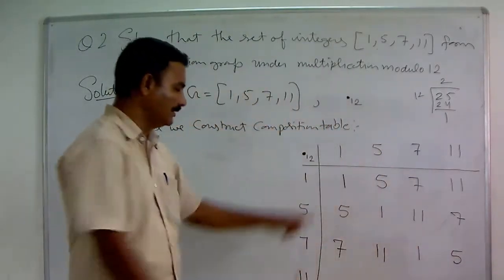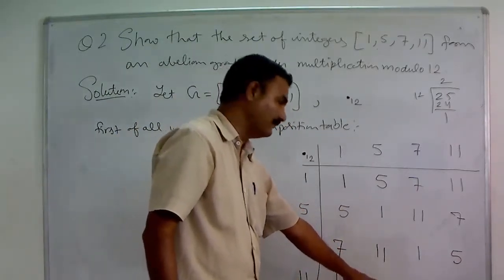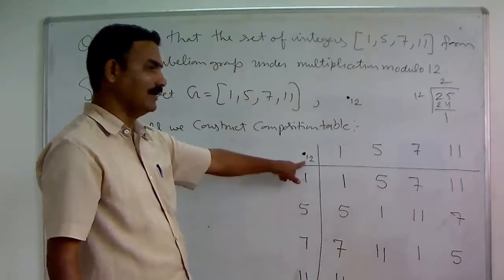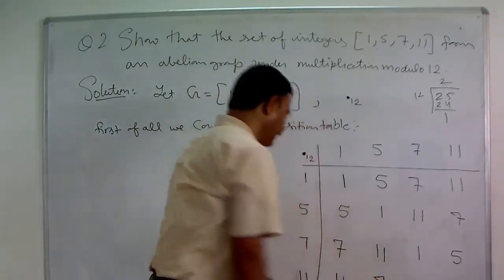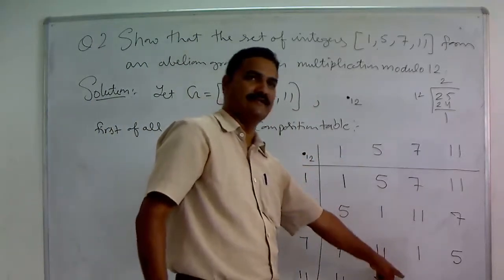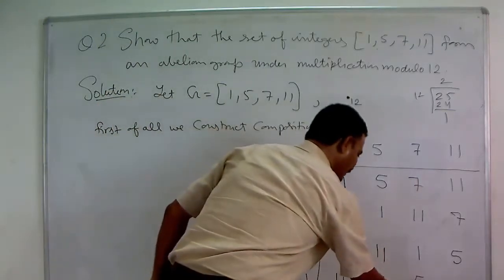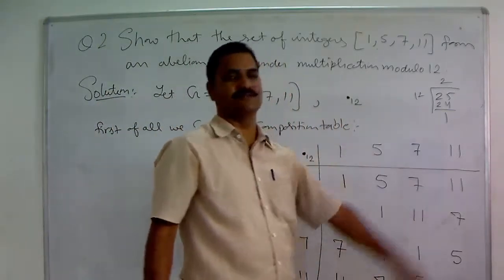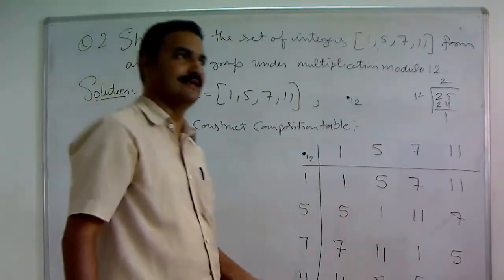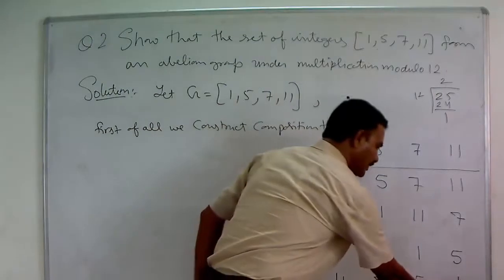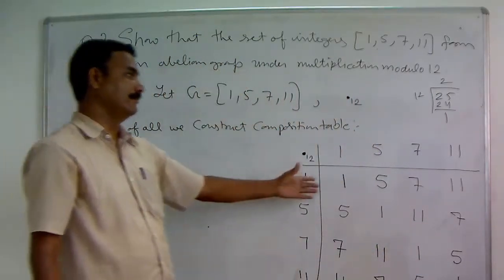Now 11 into 1 is 11. 11 times 5 is again 55, and this 55 means we divide 55 by 12, so 12 fours are 48, and again 7 as a remainder. 11 times 7 is 77, again we divide 77 by 12 and we put the remainder here. And 11 into 11 gives us 121, and 121 when divided by 12, because 12 times 10 is 120, the remainder is just 1. So in this manner we construct our composition table in order to prove this set becomes a group.